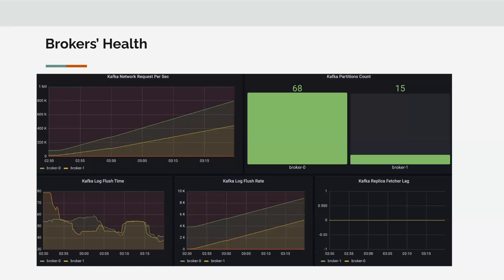Even though broker zero is hosting four times more partitions than broker one, the log flush time, as shown in the bottom left panel, is not affected, and both brokers are on par with each other. This is another happy case where the fetcher lag is absolutely zero, with no follower partition replica lagging behind. Note, all these metrics are at per broker level.